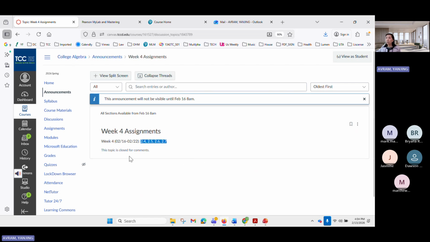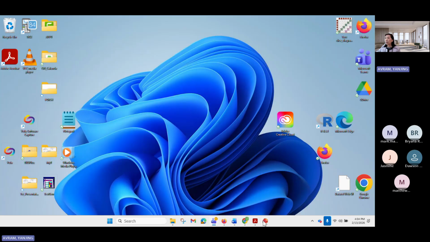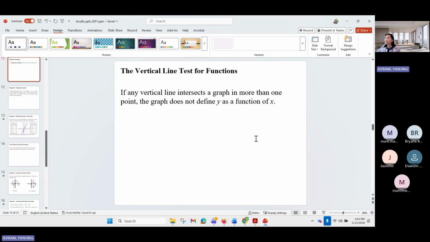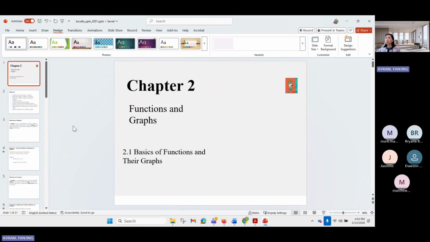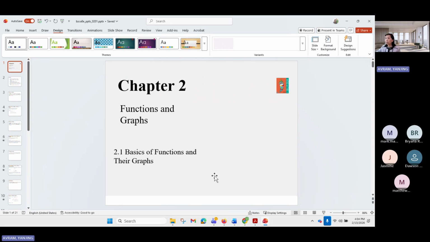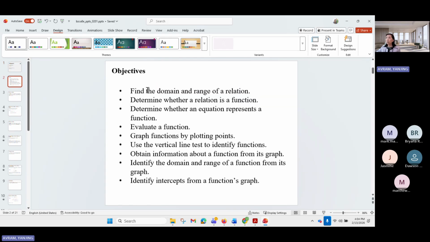So we're going to go ahead and look at what is in chapter 2 for now. We're going to start with 2.1. This chapter 2 is more on functions and graphs, which is a very important topic. One thing here is we need to know how to find the domain and range. The domain is all the x values, and the range is all the y values.